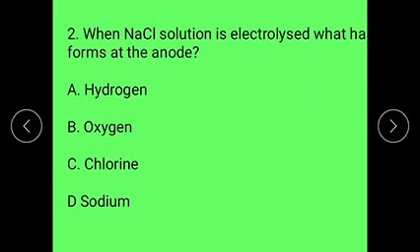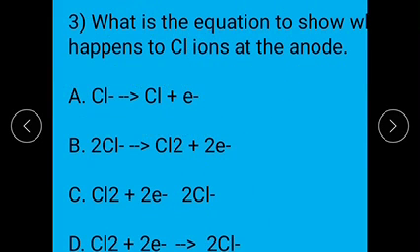When NaCl solution is electrolyzed, at the anode it forms chlorine gas. Just now we discussed it. What is the equation to show what happens to the Cl minus ions at the anode? Cl minus ions combine and form chlorine gas with the liberation of two electrons. The right answer is B.